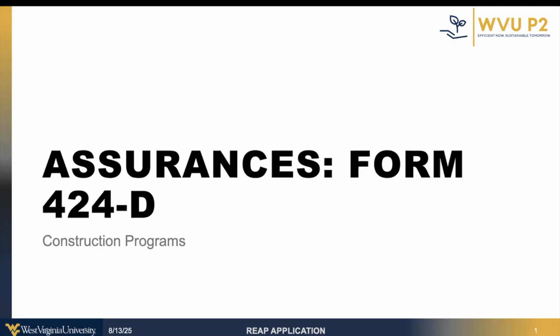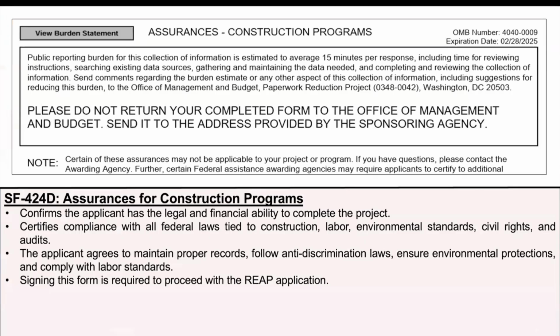This is the assurances for construction programs. It is required when applying for federal funding that involves any kind of construction or installation work, like lighting upgrade, for example. It lists the federal laws and regulations that your project needs to follow. You're not filling anything out line by line here, just signing to confirm that you understand and agree to comply with those rules if your project is approved.